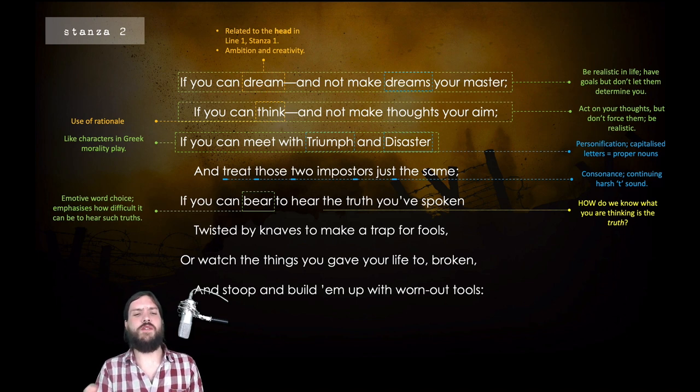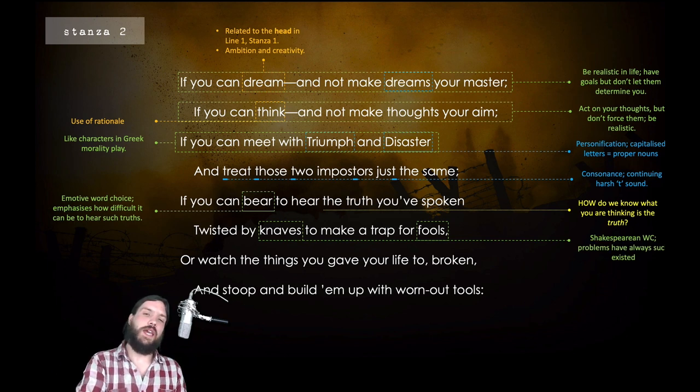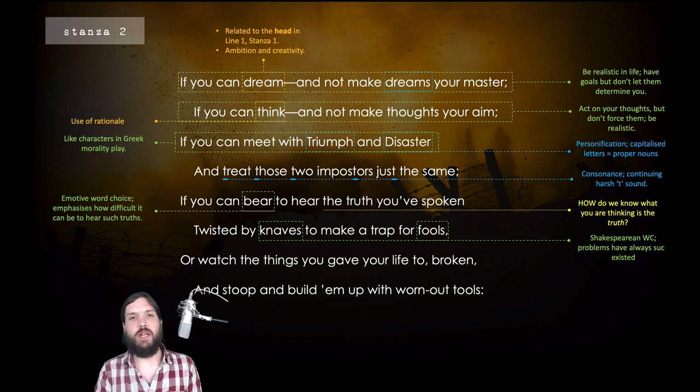We get word choices of knaves and fools. Analytically, he's simply saying problems have always existed. We've got the nod to the ancient Greeks with triumph and disaster. We've now got knaves and fools being mentioned, constantly mentioned in Shakespearean works. A knave is simply someone who's a bit of an idiot, somebody who perhaps is trying to cause problems for you. And we're told, don't allow them. If you can bear to hear what you've said twisted by those who just want to twist it for their own gain, to make a trap for other people, fools.